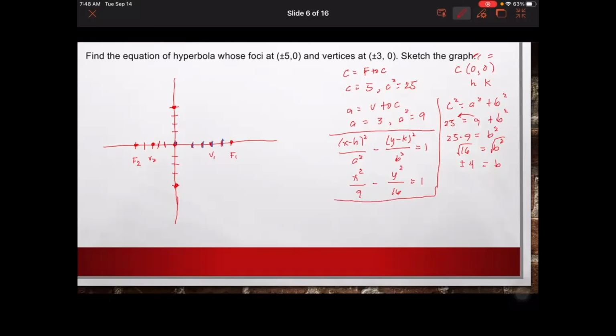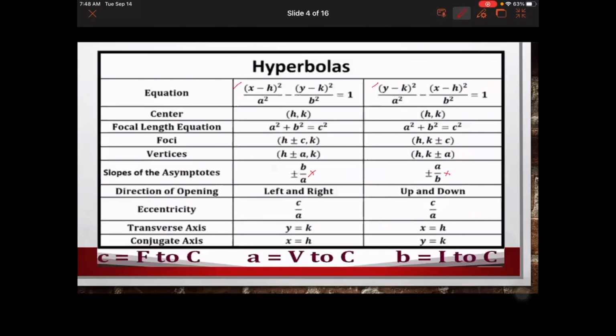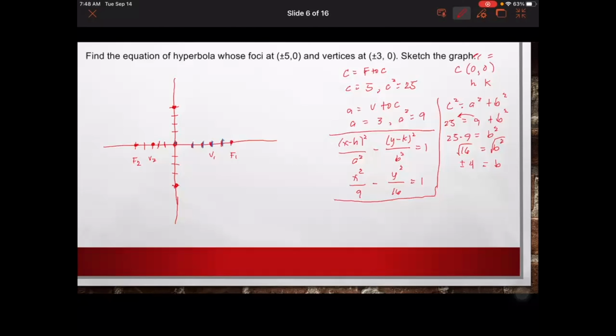So we can now find for our asymptote. Since this is case 1, ang asymptote natin for the case 1 is b over a. Ito. b over a x positive and negative. So magkakaroon tayo ng y is equal to positive and negative b over a then x. So therefore, magkakaroon tayo ng y is equal to positive and negative. Our b is 4 over a is 3. So 4 over 3 x. Now, saan siya gagamitin? Gagamitin siya to graph the given.